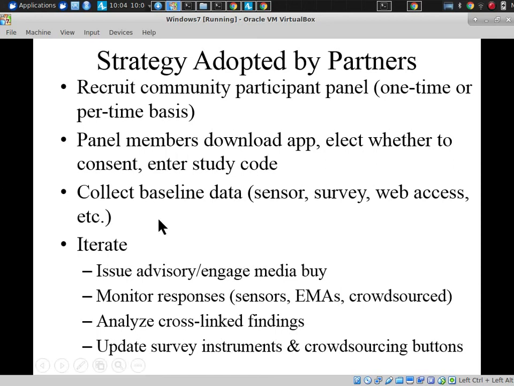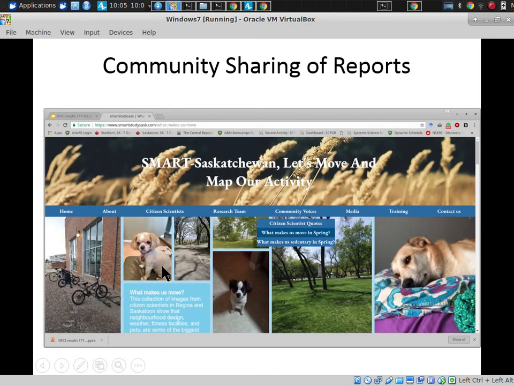We collect their baseline data, which often is quite extensive in terms of the audience, their characteristics, their context, and other components. And then we iterate. We go through advisories. We monitor their response. We look at their knowledge, attitudes, beliefs, and behaviors, how they respond. And we update the survey instruments and crowdsourcing buttons to collect the data better, and update the advisories and quality of the messaging.